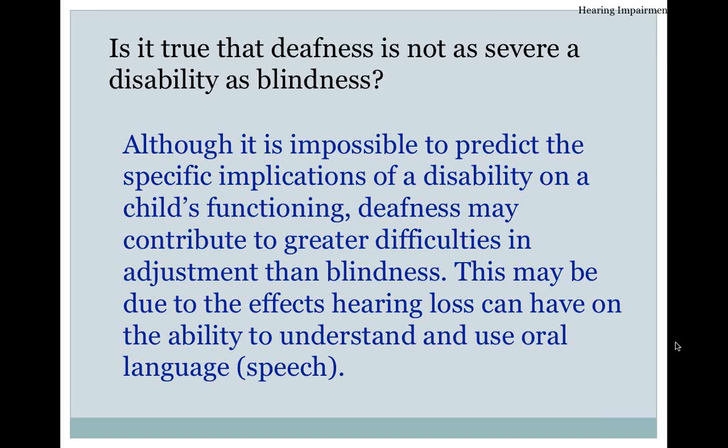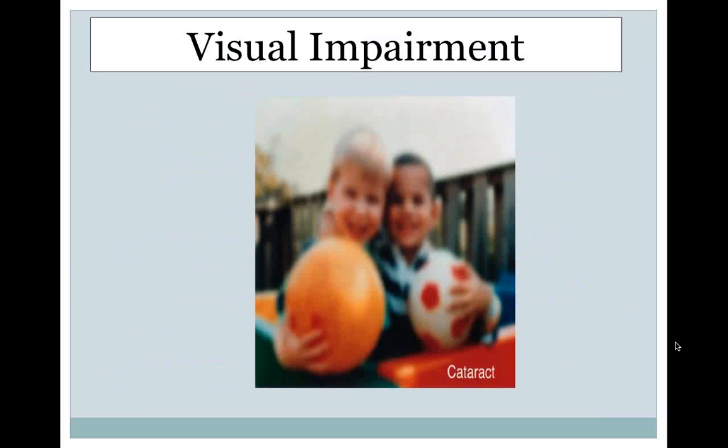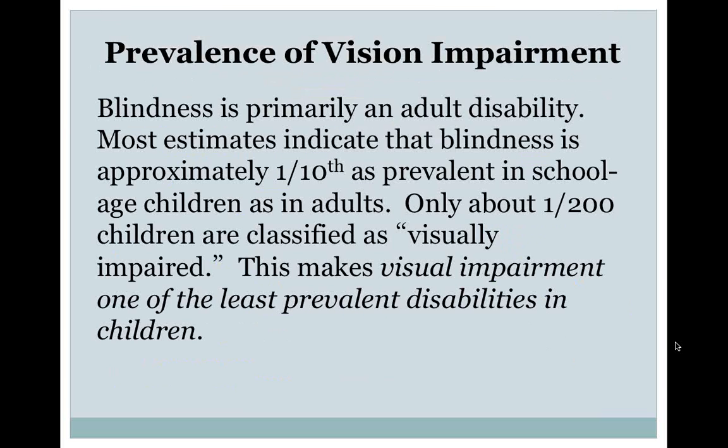And some other discussion questions: deafness, lip reading, American Sign Language, visual impairment. And that statistic of 1 out of 200 children is very generous. It could be more like 1 out of 1,000 children. I think we can agree that it is extremely rare to have a child in preschool who is blind or severely visually impaired.